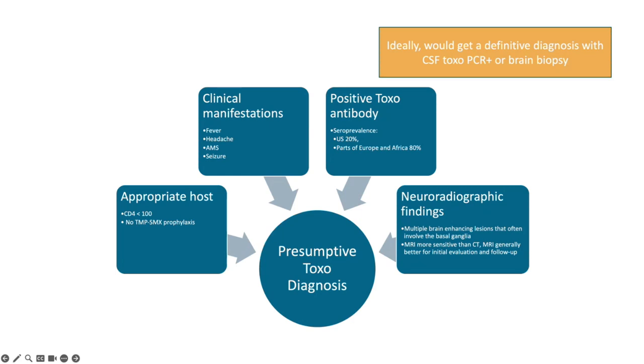So in the US, about 20% of the population is seropositive, but in other parts of the world, it's as high as 80%. So that may be less helpful as a distinguishing factor. And then your brain imaging.